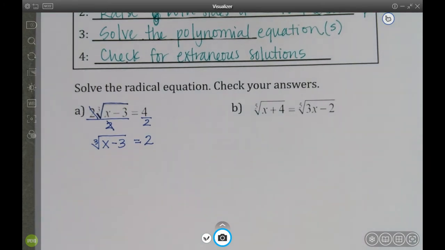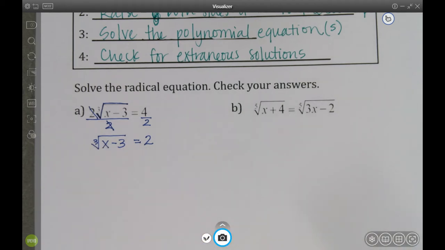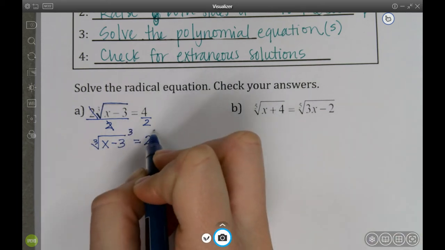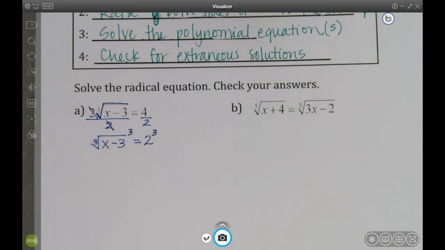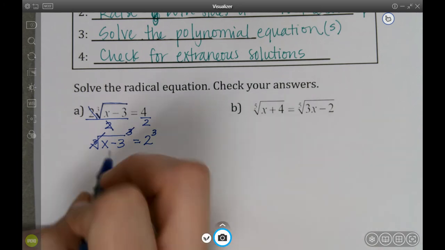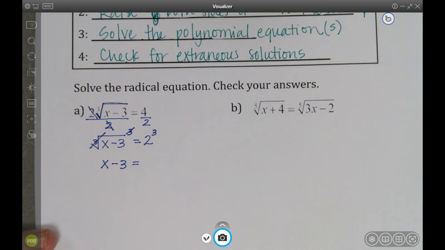They're not graphs. All right, how do I undo a cubed root? Cube it. You raise it to the third power, right? To undo a root, you raise it to a third power. So you raise both sides of the equation to the same power. So your cubed and your cubed root undo each other. So x minus 3 equals 8. Thank you for not saying 6.